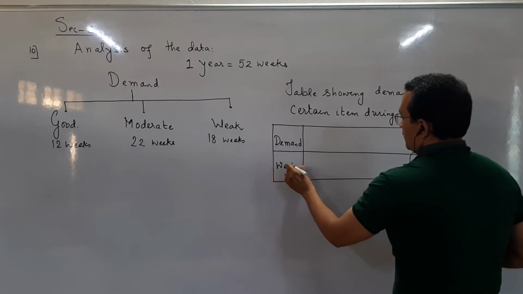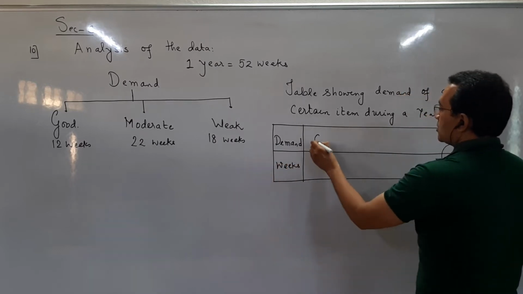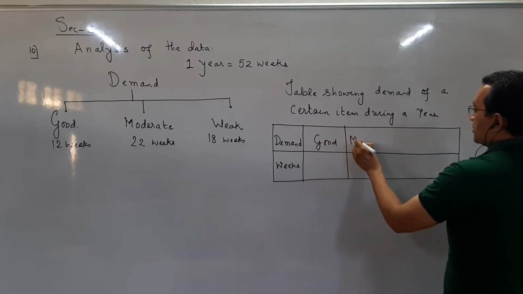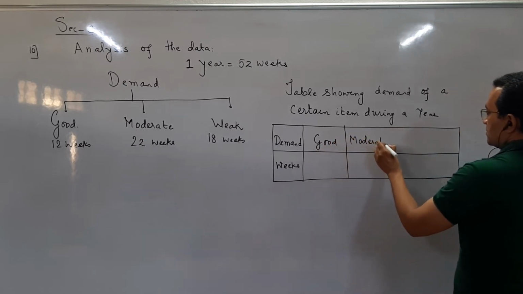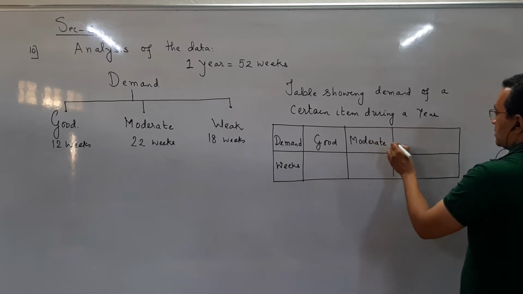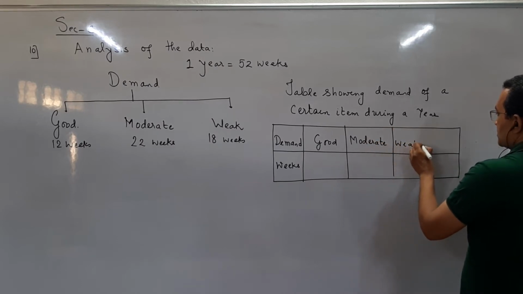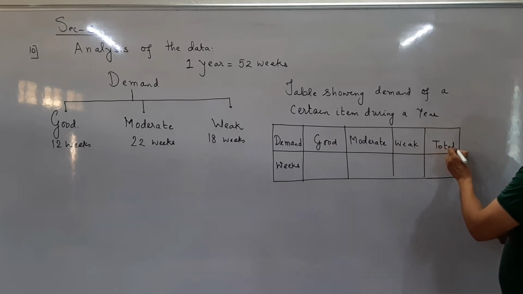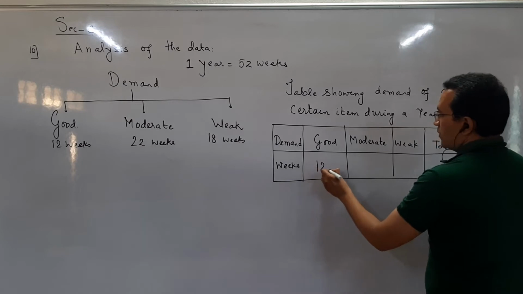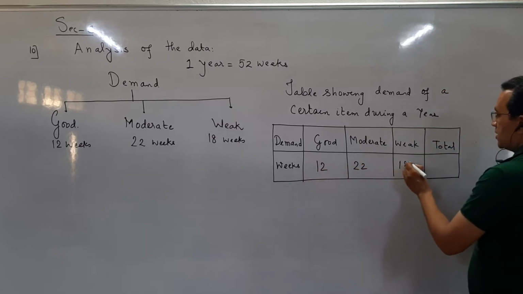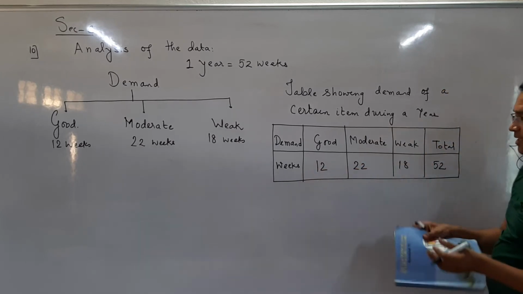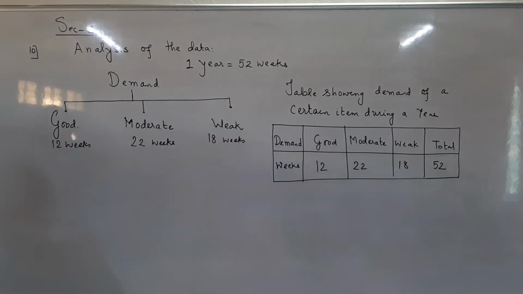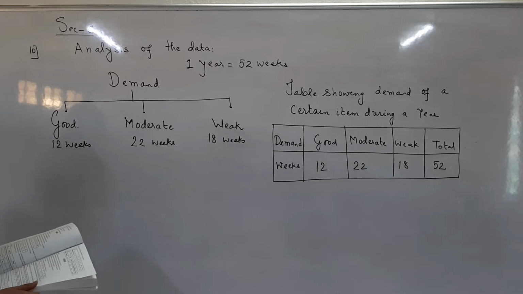Here for the weeks, the first is good, then moderate, then weak, and of course total. So demand was good for 12 weeks, 22, 18, and this is 52 weeks. That's all. So this type of table is generally not asked, it is just to make you happy.